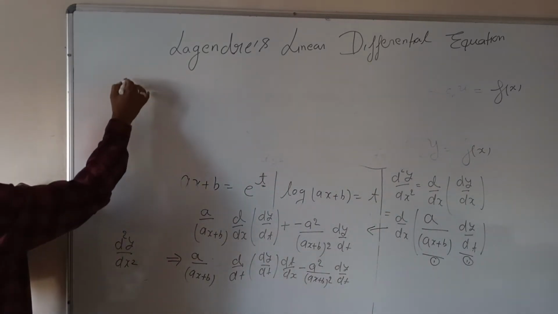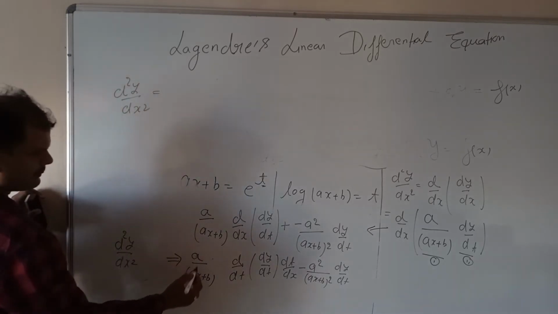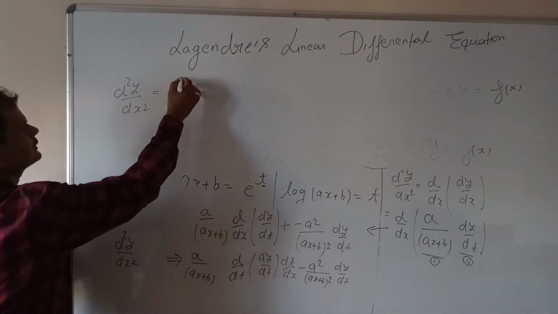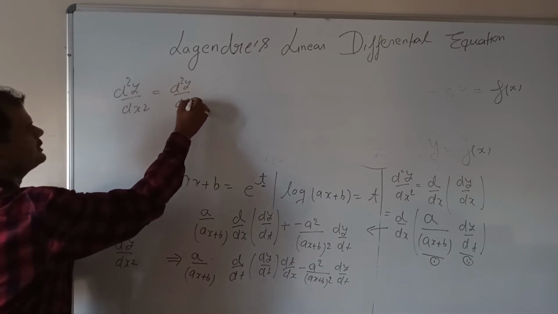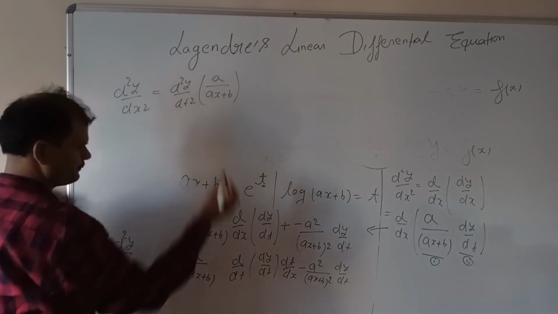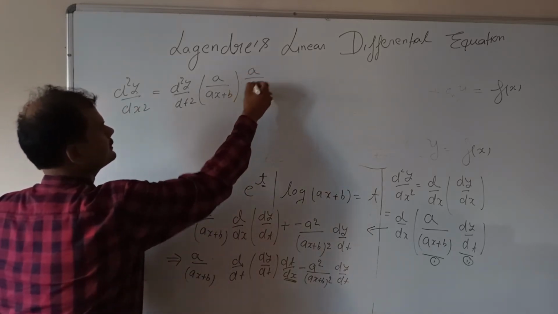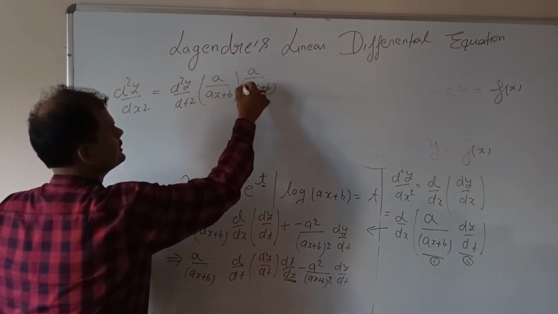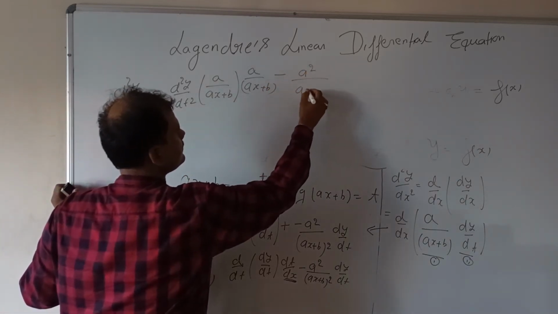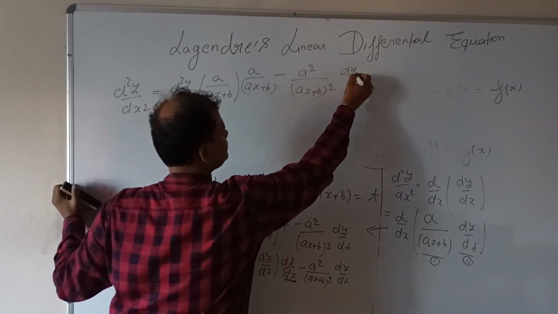So we have here d²y/dx² equal to, here we have a upon ax plus b, and this is your d²y/dt². So d²y/dt² into a upon ax plus b, and dt/dx. So dt/dx will be a upon ax plus b, minus a² upon (ax plus b) whole square and dy/dt.